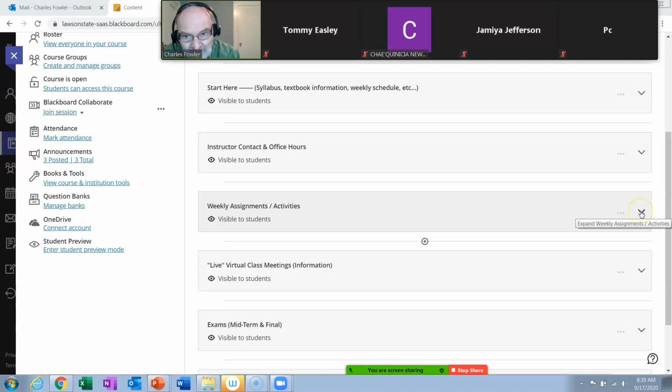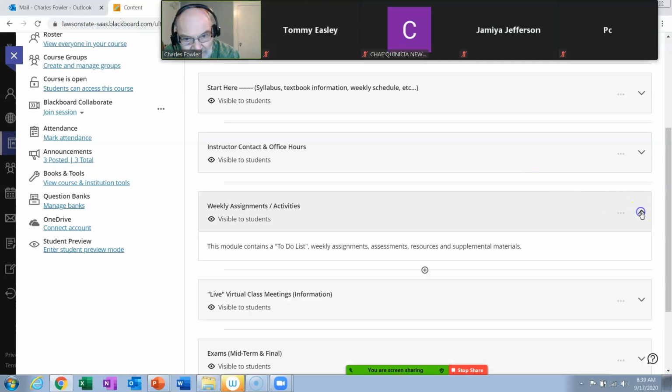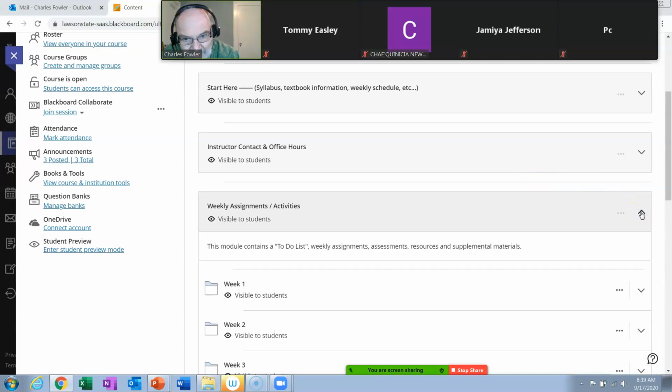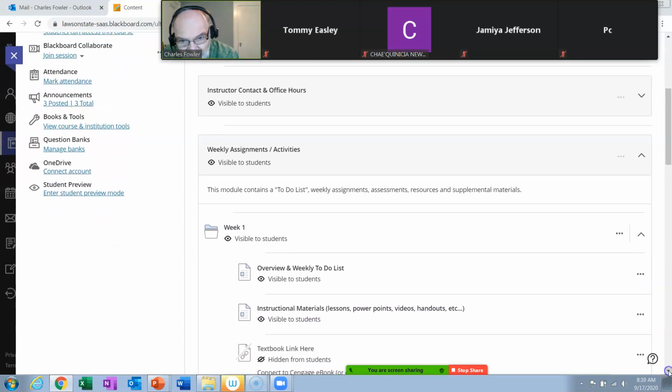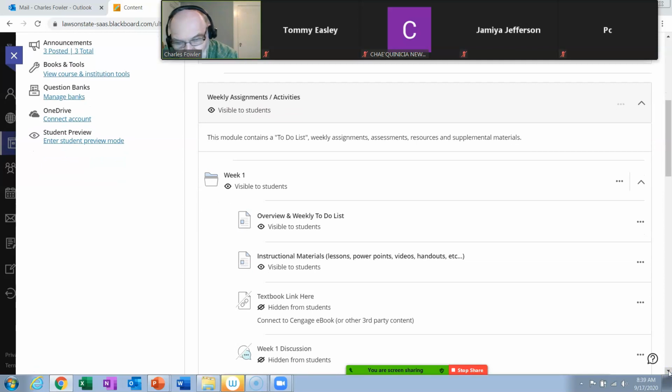So here's the down arrow key. You can't click on weekly assignments because there's no icon. So you go to the down arrow and click on that. Okay, there's week 1. I'm going to open week 1. Generally, you'd be opening the current week, except for things like this. Now, the overview and to-do list, basically, that's all past.